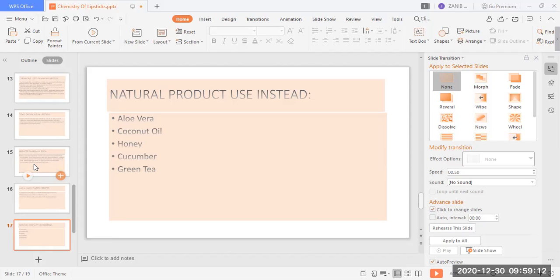In general, we can say that aloe vera, coconut oil, honey, and all the above have antimicrobial and anti-inflammatory properties which can help prevent infection while moisturizing and soothing the skin on the lips.